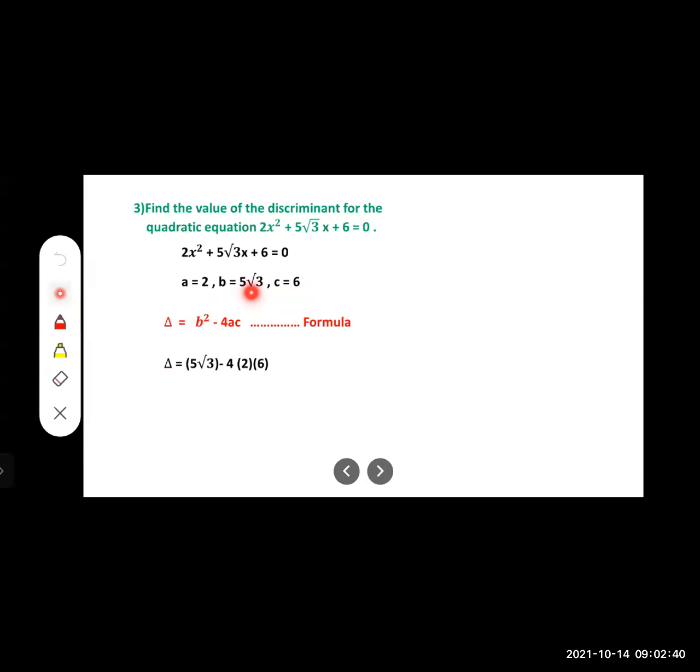See, b square. What is b value? 5 root 3.